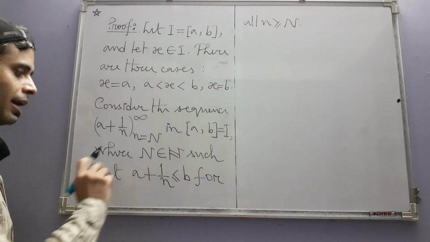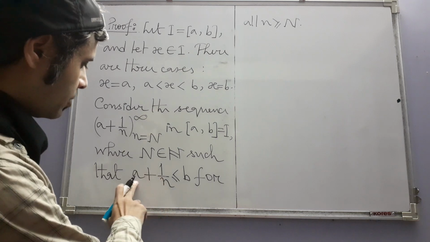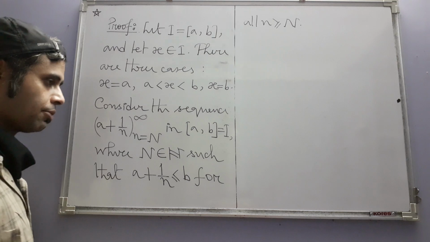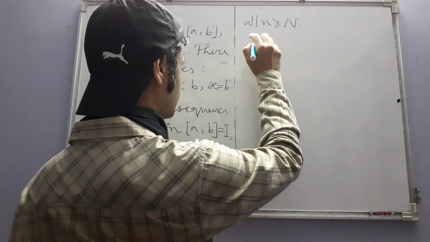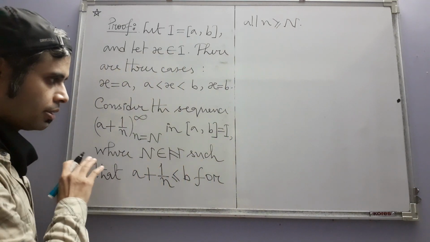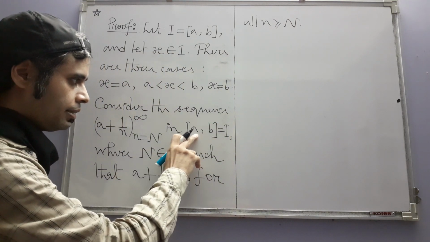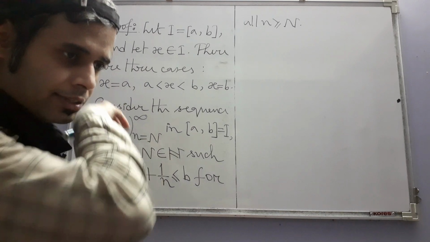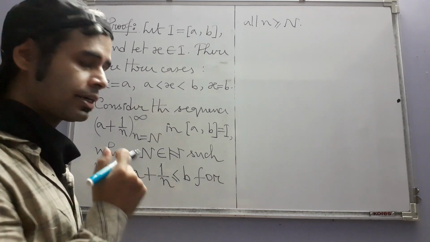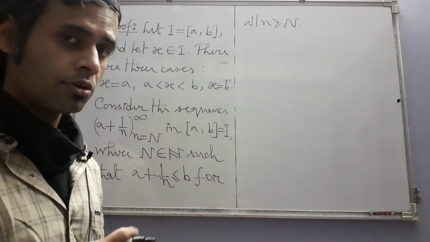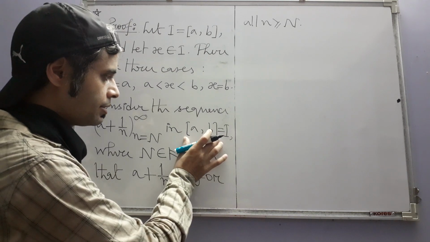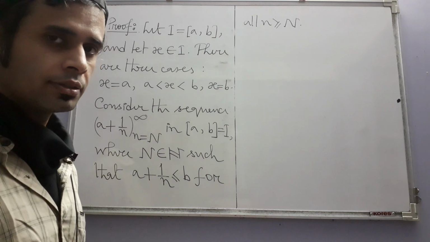Is it possible to have such an n regardless of what A and B are? Yes. How? Let us just see. Note that although it has not been mentioned that A is less than B, we are assuming that A is less than B. What would happen if A is greater than or equal to B, suppose? Or say A is greater than B. In that case, this interval would be the empty set.